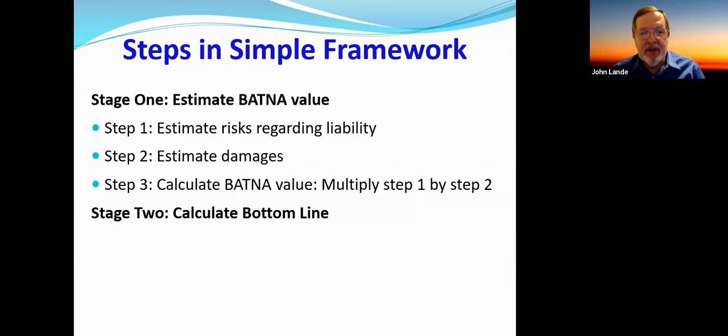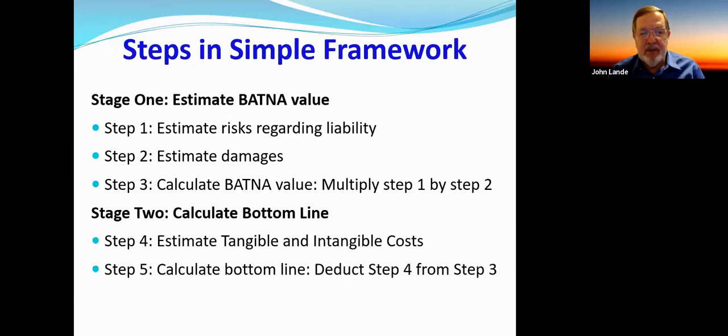The second stage is to calculate the bottom line. So you want to estimate the tangible and intangible costs, and you can come up with whatever the out-of-pocket costs, the tangible costs, for legal fees, for expenses, for experts, discovery, putting a value on the intangible costs, and then calculate the bottom line. So if you said from step 3 that the expected outcome would be $60,000 for a plaintiff, and you work with the client and come up with a value for the intangible and tangible costs of $10,000, the bottom line would be $50,000, deducting the $10,000 from the $60,000.